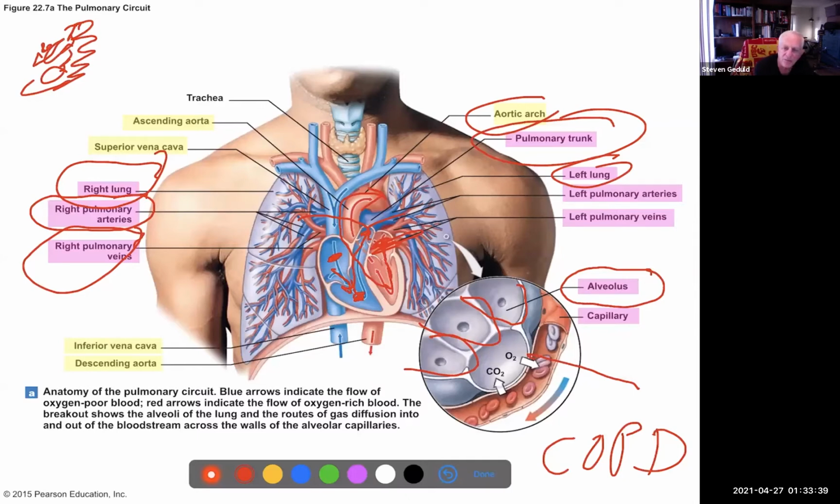In COPD from smoking or other effects like that, all these areas smooth out. So you have this one sac now. Instead of thousands of sacs, you just have one sac. So surface area really decreases. That's why when a patient with COPD breathes in, they don't get as much oxygen.